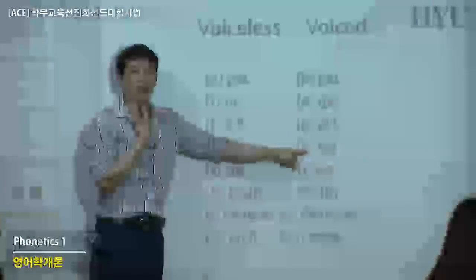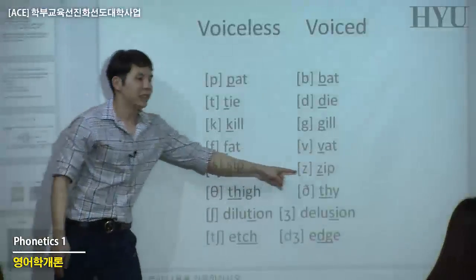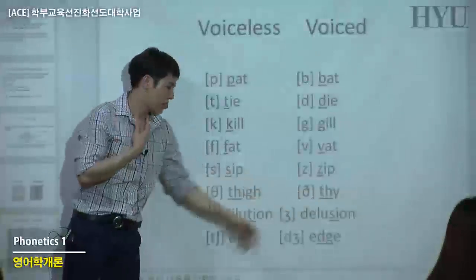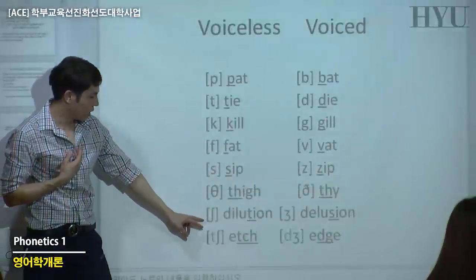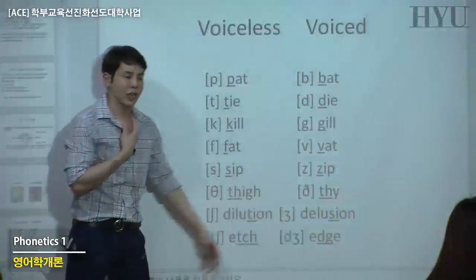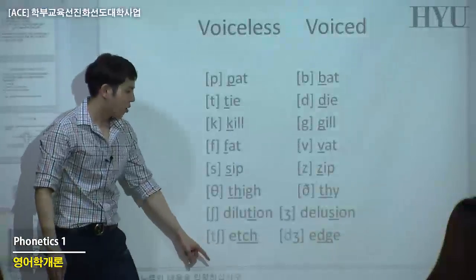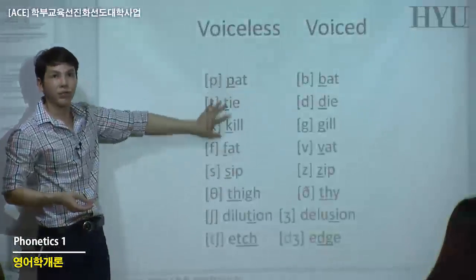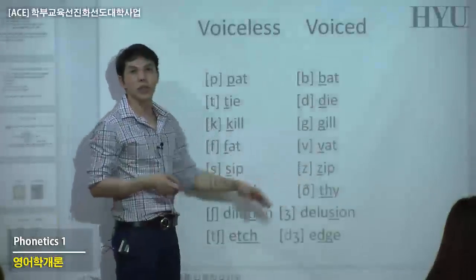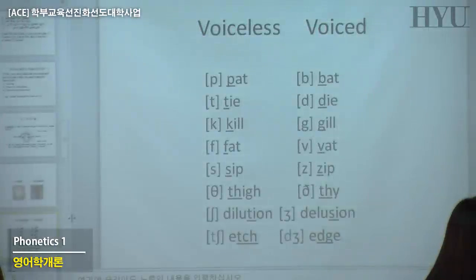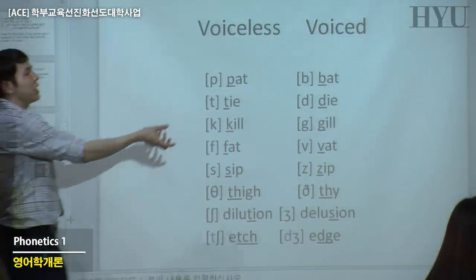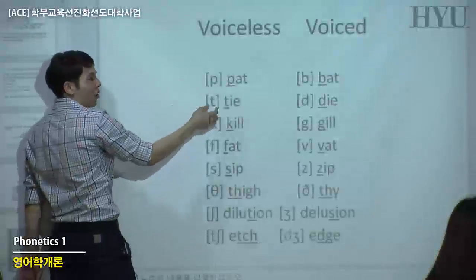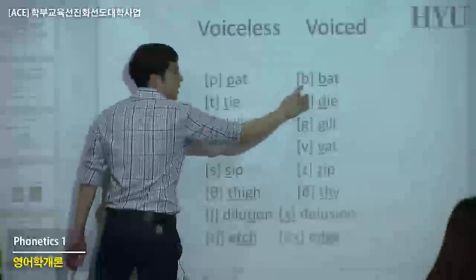F and V, S and Z, like that. TH and th, like that. Delusion and delusion, like that. Edge or edge, like that. So the first column is voiceless, whereas the second column is voiced because there's vibration of the vocal folds. So you can see that the voicing does make the sound different, because one is voiceless, the other one is voiced.